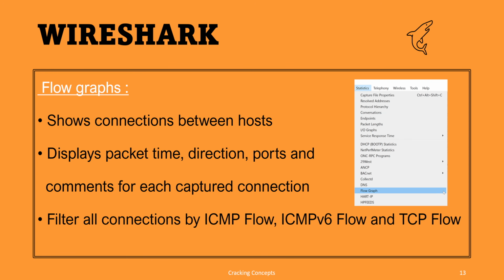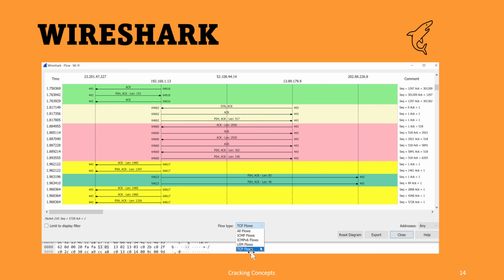Now this is an example for the same. This is a TCP flow. You have the time elapsed here and the IP addresses of all the devices involved, and it also tells you the direction of communication along with what is communicated. You can also export it to an external file.